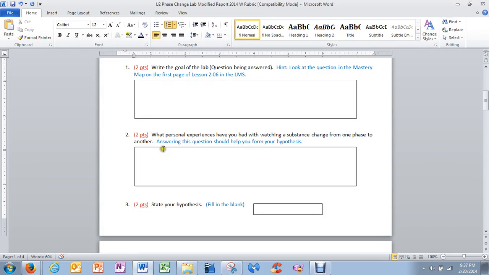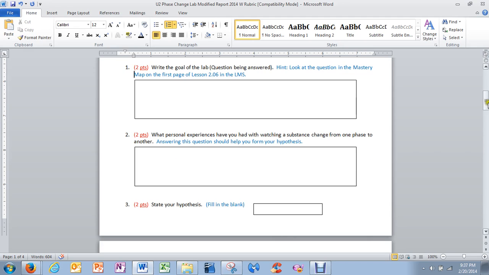Number 2 says, what personal experiences have you had with working or watching a substance change from one phase to another? And I know you've seen a bunch of different phase changes, usually with water, whether it be solid water to liquid or liquid water to gas. So there you've got some points that you could use just to let me know what your personal experiences are with watching or observing phase change.